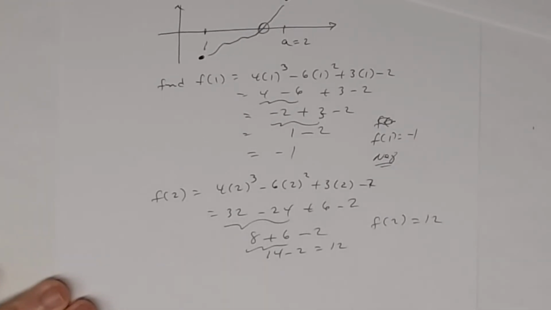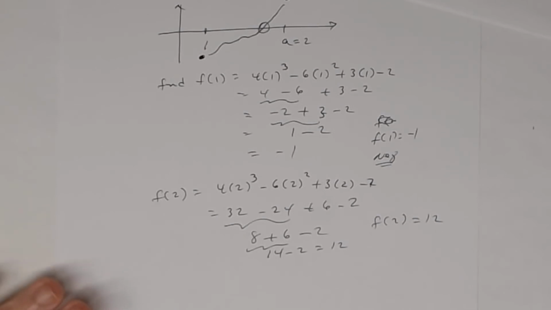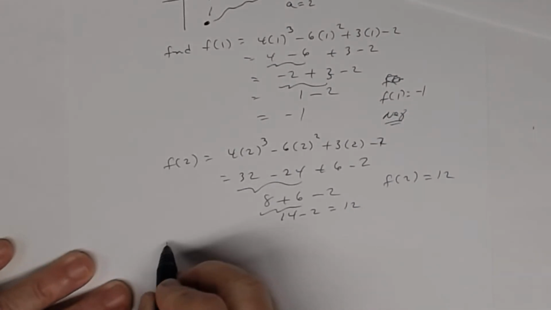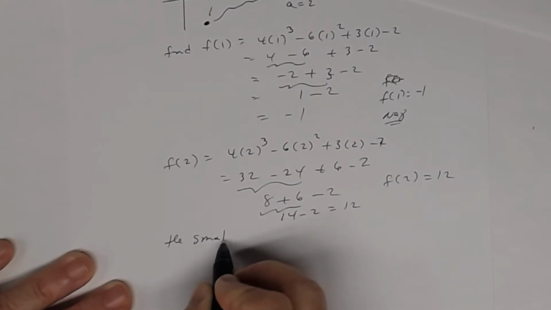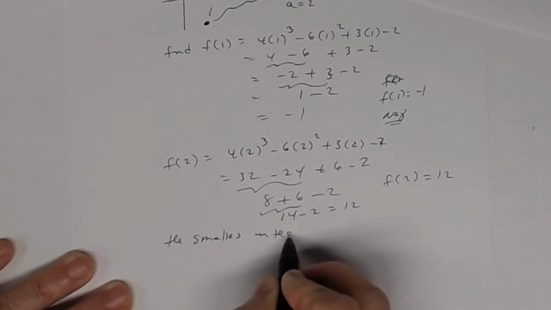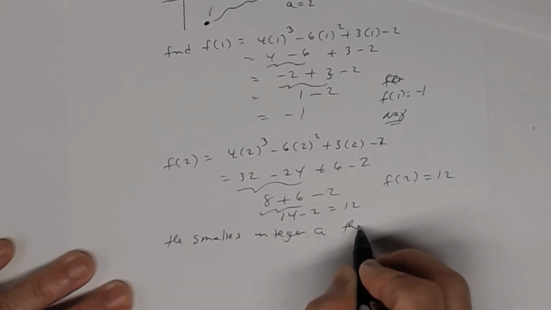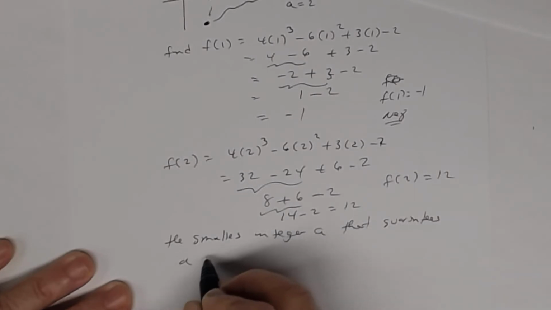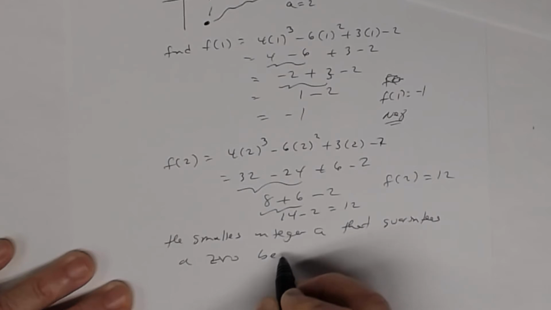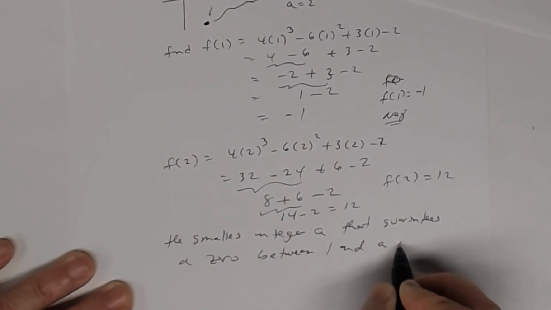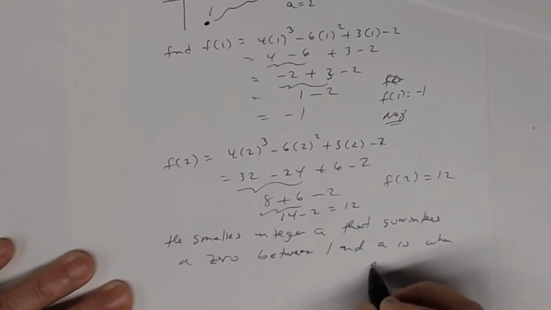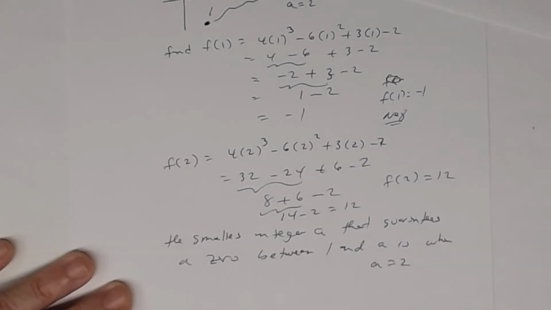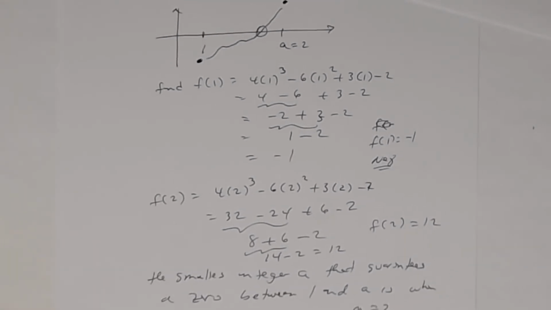So to answer the question, you would say the smallest integer a that guarantees a 0 between 1 and a is when a equals 2. Okay? All right, so that was that one. Let's look at another one.